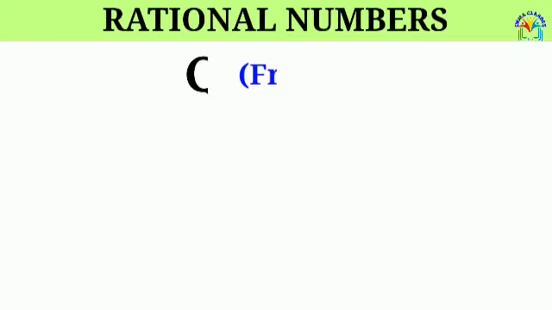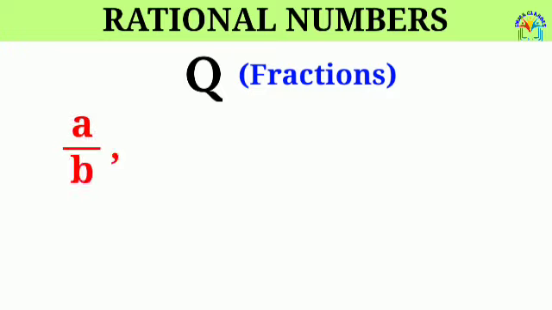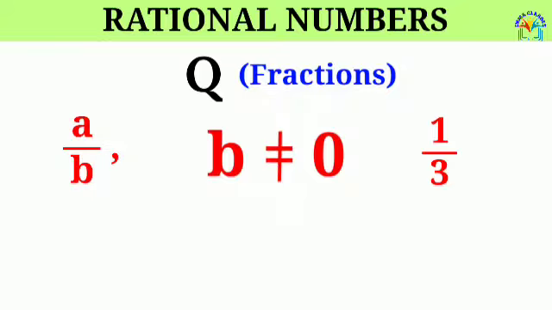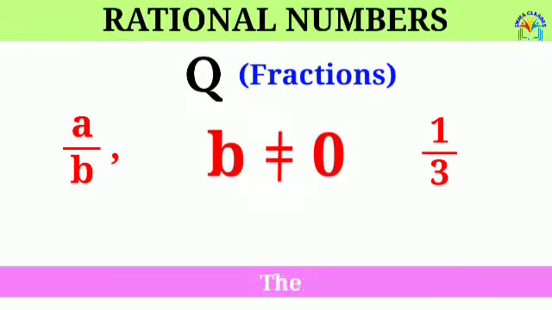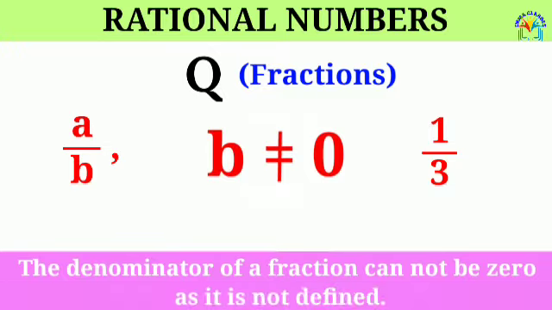A number that can be expressed as a fraction is a rational number. There is a condition that the denominator should not be 0. The reason is that it's undefined. So we cannot divide anything by 0. The set of rational numbers is denoted by Q.